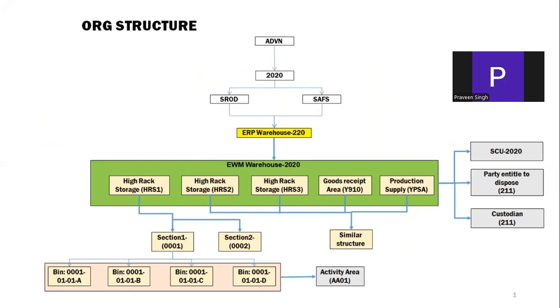Later on, it goes to a warehouse. A dummy warehouse has been created with the name and code for the ERP. Next, an extended warehouse with the company code is created. Like ADVN, every company requires a code, which is 2020. A traditional warehouse has a 3-digit code, like 220, and the extended warehouse management should have a code of 4 numbers, like 2020.